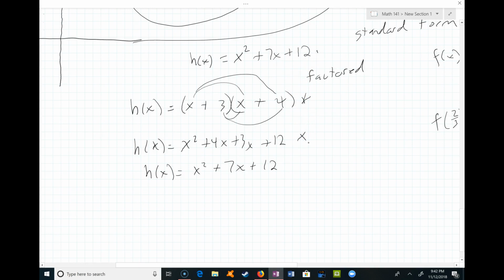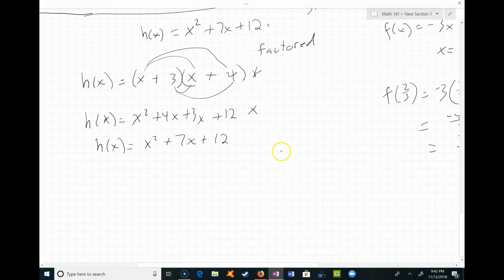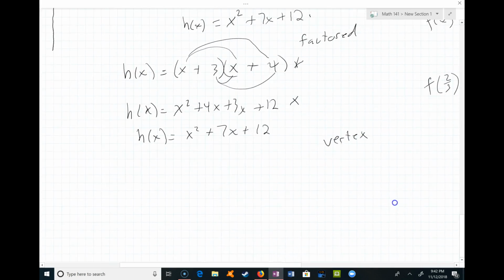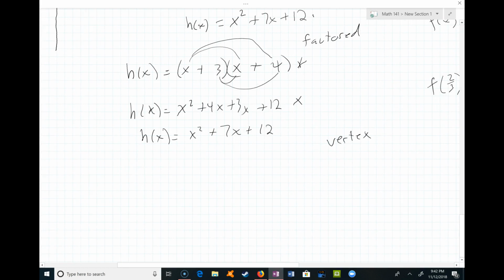So then what if we wanted to switch it to vertex form? Well, that involves a method we've talked about before, completing the square.